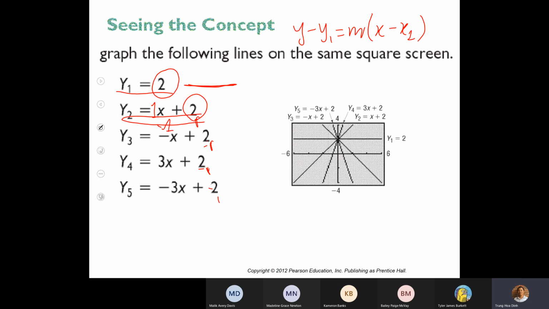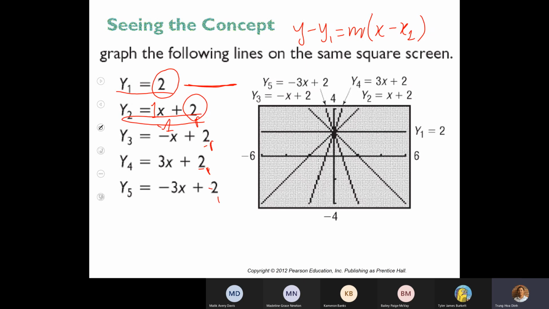You might graph differently. But look at this. So there's y equal to 2. Here is 0, here is 2. The horizontal straight line is y equal to 2. Other straight lines, we have very special straight lines in here. All of them have the y-intercept at 2, right? That's why they have the same intersection right here.